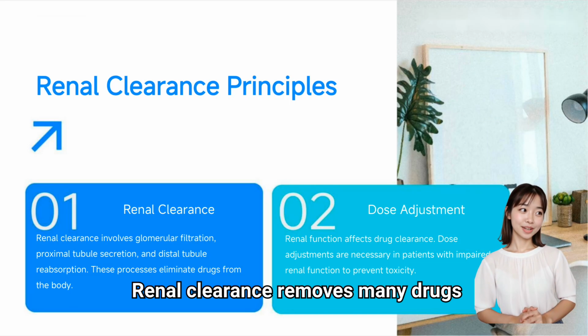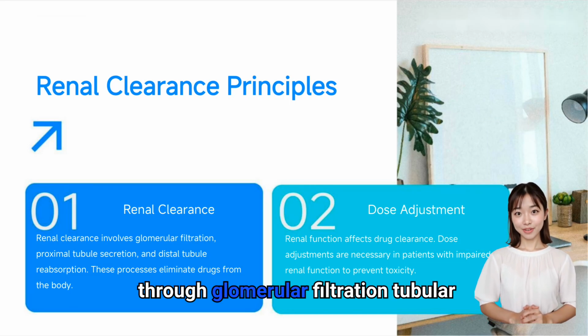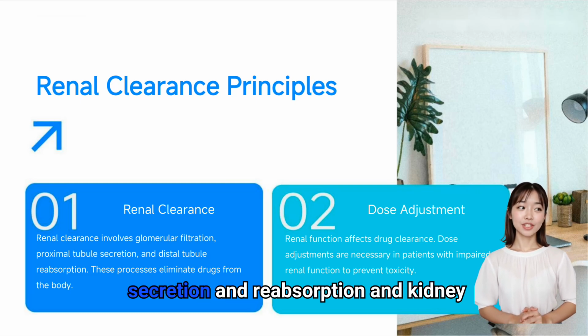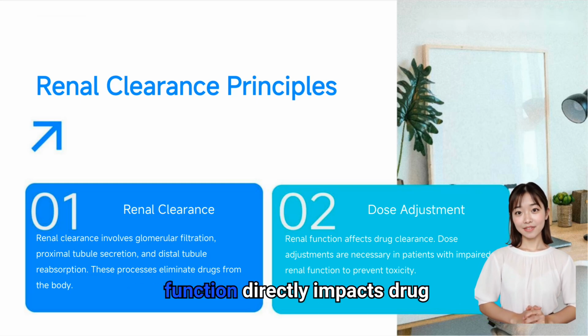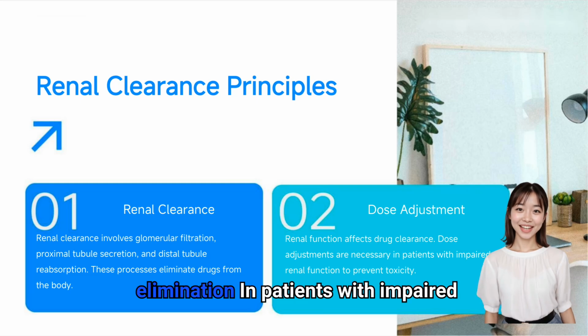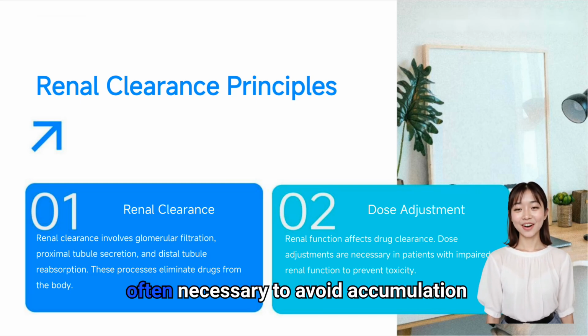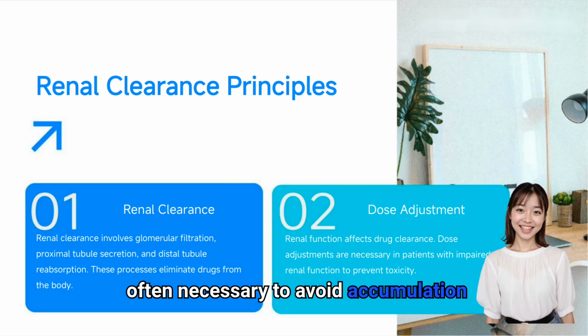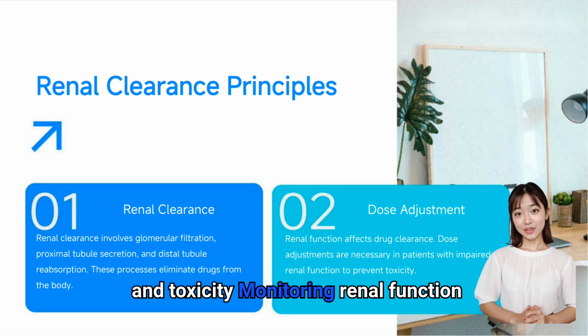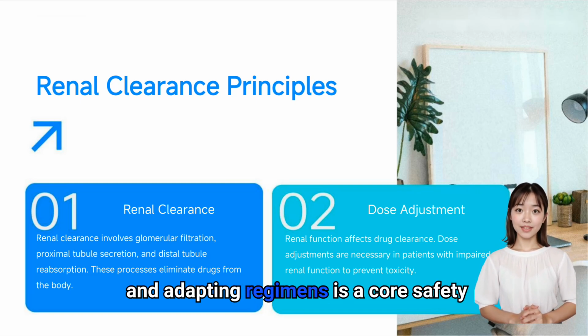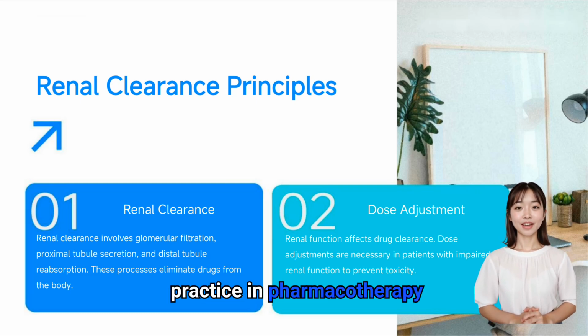effects. Renal clearance removes many drugs through glomerular filtration, tubular secretion, and reabsorption, and kidney function directly impacts drug elimination. In patients with impaired renal function, dose adjustments are often necessary to avoid accumulation and toxicity. Monitoring renal function and adapting regimens is a core safety practice in pharmacotherapy.